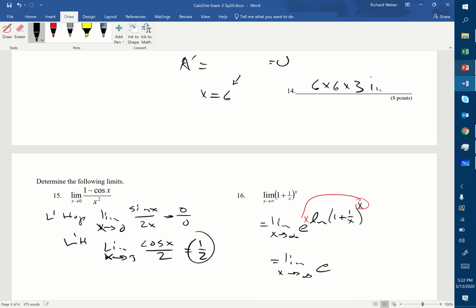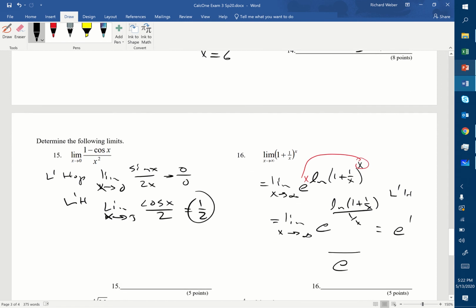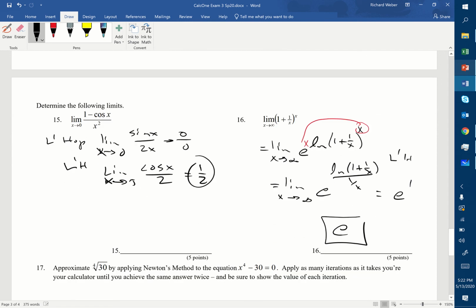So you're really looking at natural log of 1 plus 1 over x over 1 over x. And lo and behold, when you take that limit, you have to do L'Hopital on it once, and you end up with e to the 1. So the answer to this is e. Okay, the limit of the power is 1.